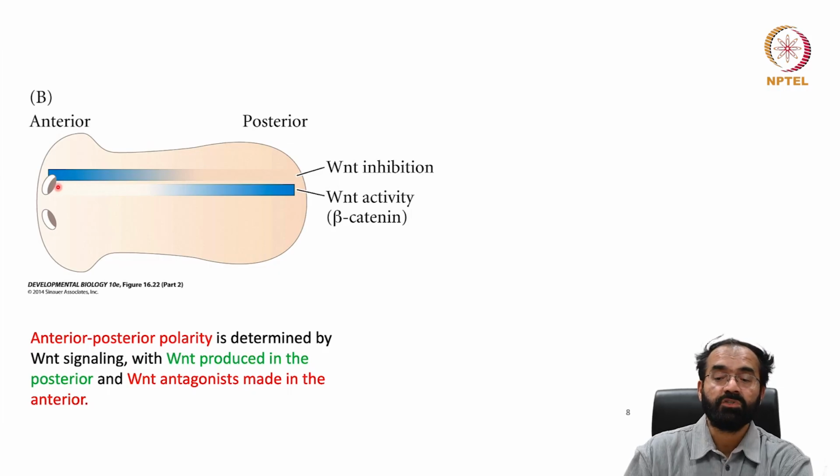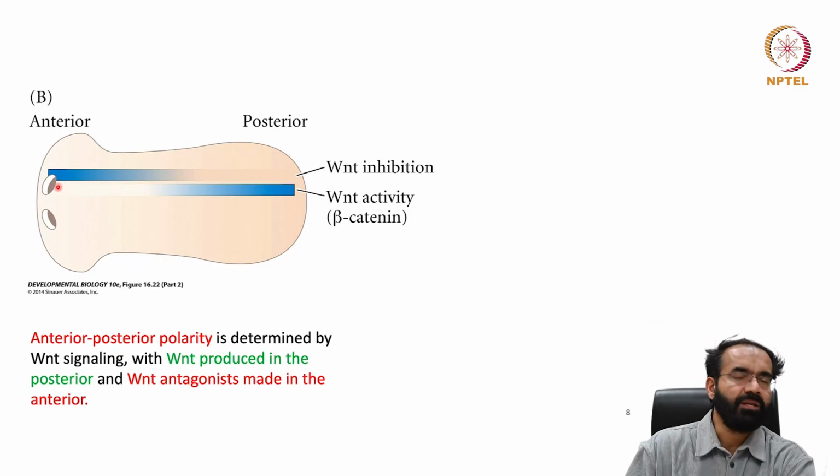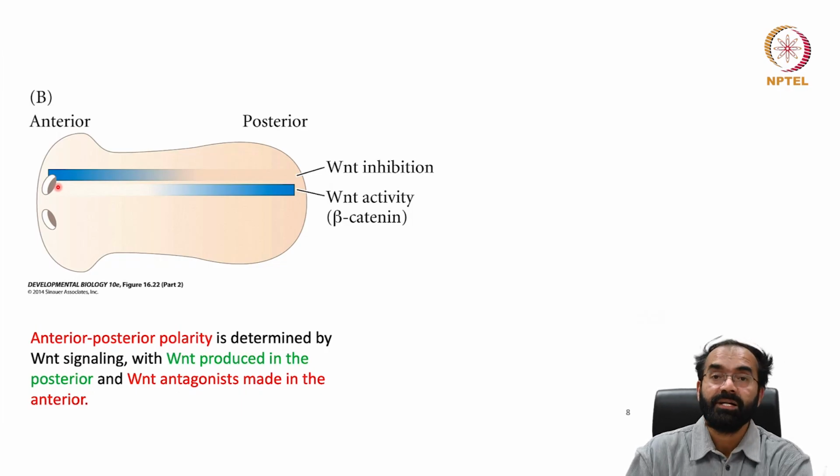And in the anterior-most portion, you have Wnt inhibitors. Many Wnt inhibitors are there, like DKK, SFRP, WIF. Many molecules are there which are active inhibitors of Wnt signaling. They are super active in the anterior-most portion.